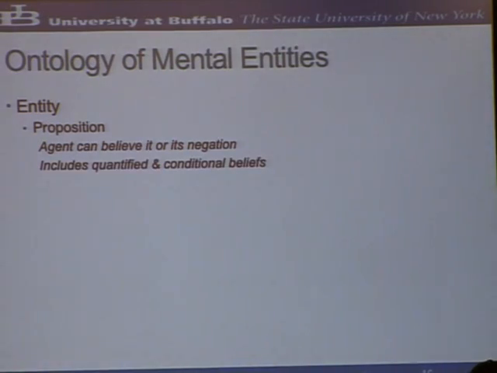So mental entities, so that's what the agent is thinking about, right? Everything it thinks about is some mental entity. And these include propositions. So propositions are first-class members of the domain of discourse, which is the domain of mental entities or intentional objects, intentional with an S. And when I'm explaining propositions to my students, I point out that the way to tell something's a proposition is that it's possible to believe it. It makes sense to talk about believing it or believing the negation of it. And if it fits that frame, then it's a proposition. And those include quantified and conditional beliefs.